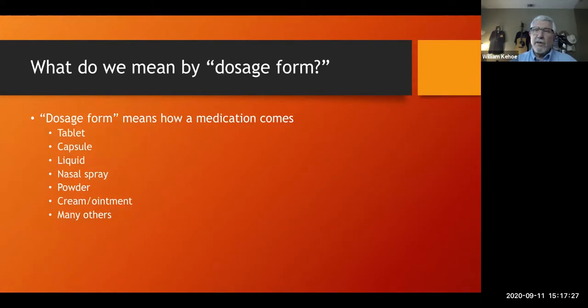So when we talk about dosage form, then we're talking about what is it? It's a tablet, it's a capsule, it's a liquid. There are nasal sprays, there's powders, there's all kinds of ways that pharmacists have of getting medications into a formulation or a dosage form that will allow the medication to get into the body.